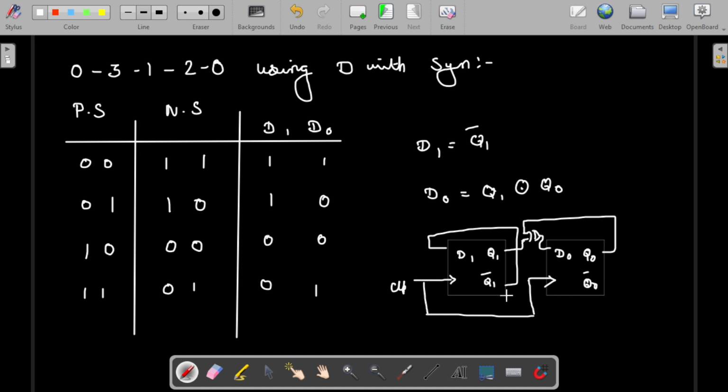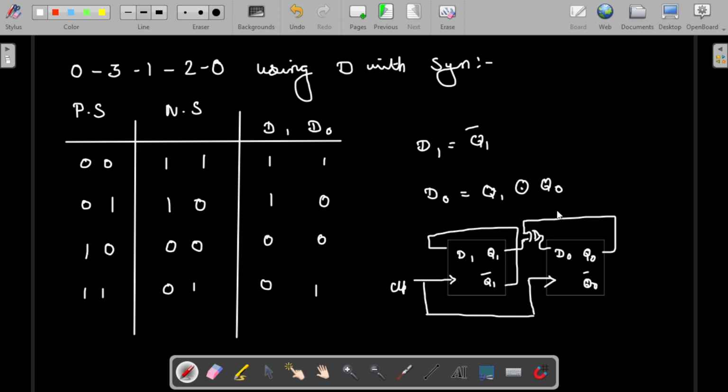So if we do this, the output will be similar to this sequence: 0 3 1 2 0. So in this way only it will count. So this is one of the ways we can design any random sequence. With the help of this, how any kind of random sequence can be generated is a very important thing that we have to discuss.